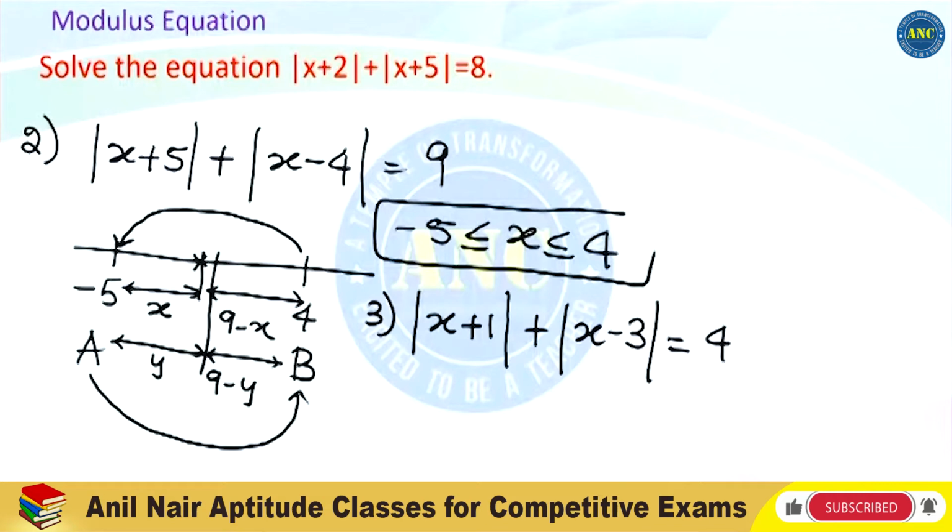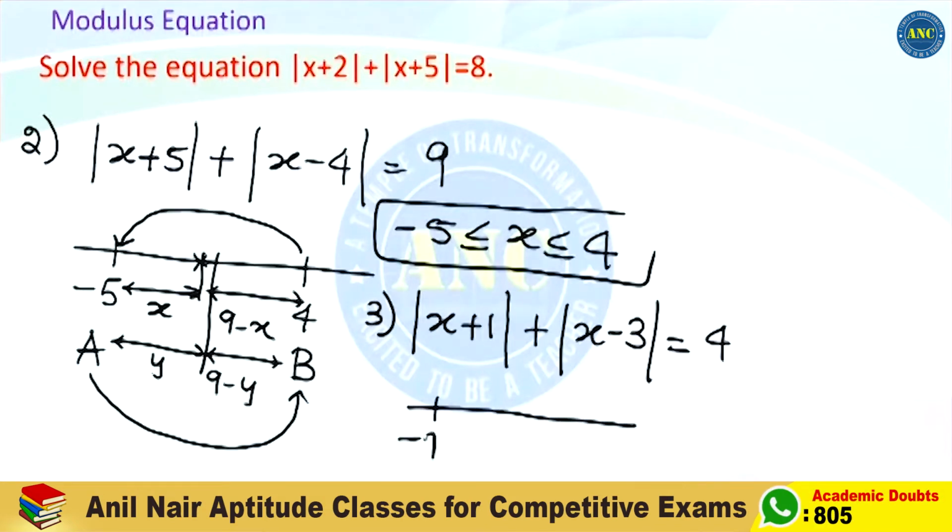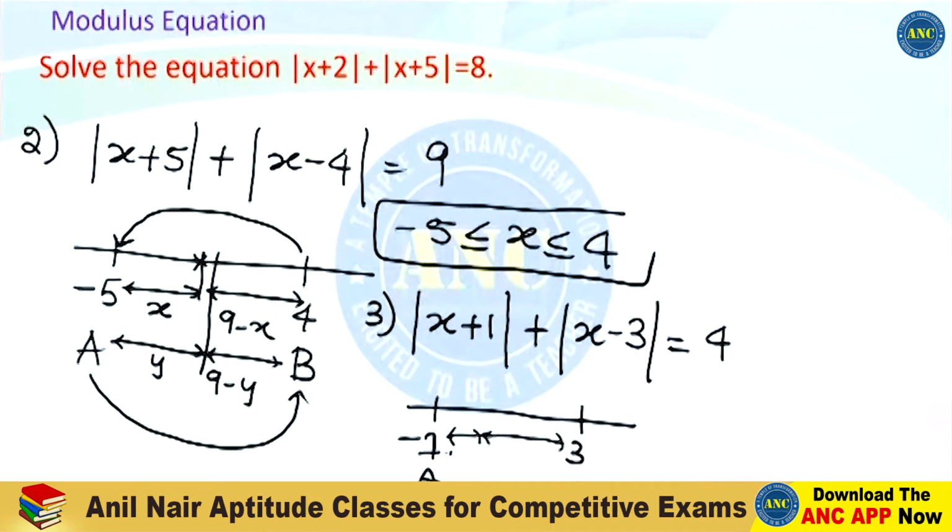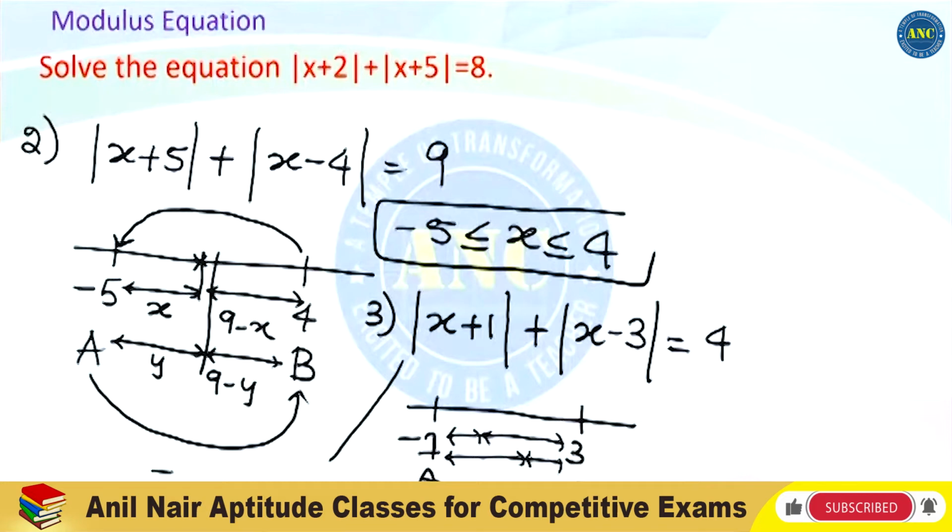Mod x plus 1 plus mod x minus 3 equals 4. x is at a critical point minus 1, and x is at a critical point 3. If A goes to B, totally 4 is traveled. If B goes to A, totally 4 is traveled. In between, anywhere if they meet, x and 4 minus x, y and 4 minus y. So the answer is minus 1 less than or equal to x less than or equal to 3.